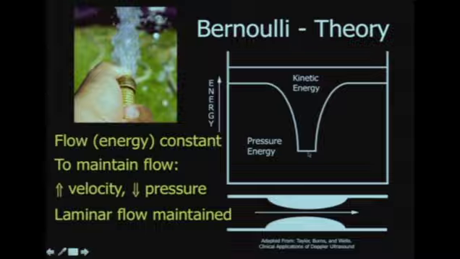And so if we look at the total energy in a system by this top line here, that's composed of both kinetic energy and pressure energy. So if the kinetic energy is going up when we close the lumen down, our pressure energy gets less. When we take our finger off the end of the hose, everything comes back to the way it was before. And importantly, this assumes that laminar flow is maintained.